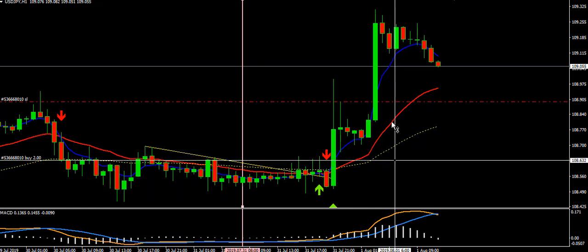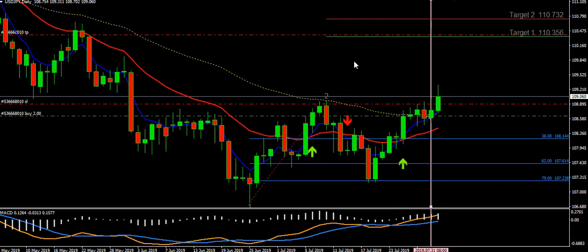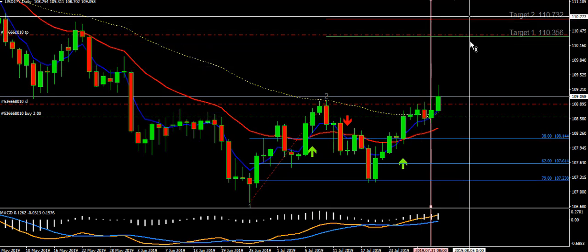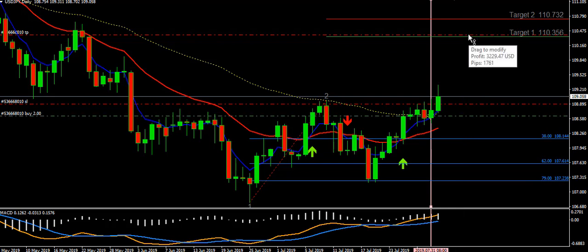From where I entered the trade to my stop loss is 26 pips. So that's easily about $460 in profit. Since my target is here, I'm using the first target in this case because this is the daily chart, so that's a long way to go. I could have easily used the second, but from where I entered to the first target, it's 175 pips. That's good enough for me.